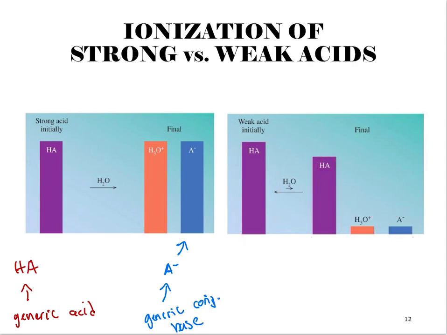All right, so this is just a pictorial representation of the concentrations. H3O plus is what makes the solution acidic. When we add the HA to water in a strong acid, all of the HA gets converted into H3O plus and A minus. In a weak acid, only part of what we started with gets converted into H3O plus and A minus.